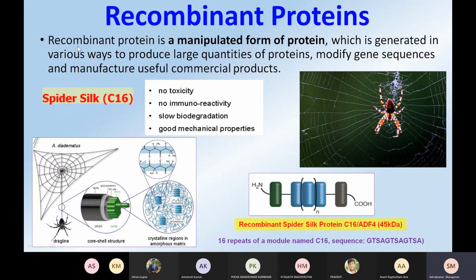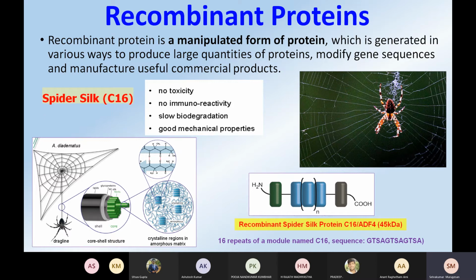So here you can see, a recombinant protein is a manipulated or tailor-made form of protein, generated in various ways to produce large quantities of protein, to modify gene sequences and to manufacture useful commercial products. Say, for example, recently many researchers are using spider silk based proteins for various purposes.